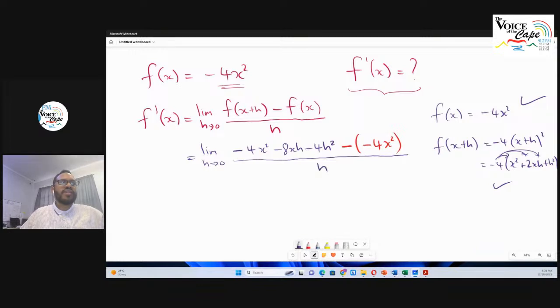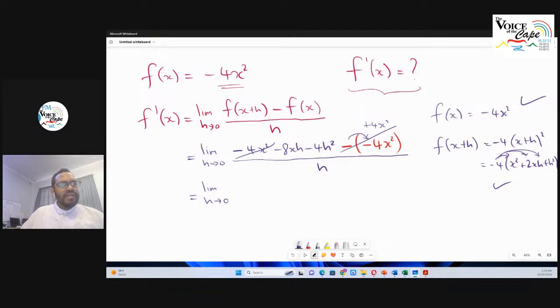Okay, all of that is divided by h. So now, what do we do over here? We leave the notation limit as h approaches 0. Very important to have it over there. This minus 4x squared, when we multiply this in, we get positive 4x squared. And you can see that and that cancels out.